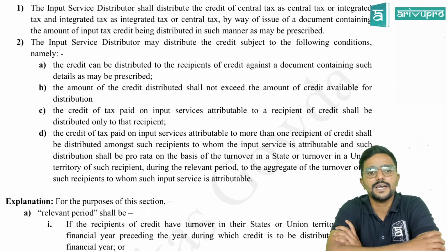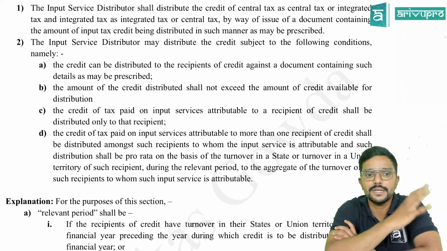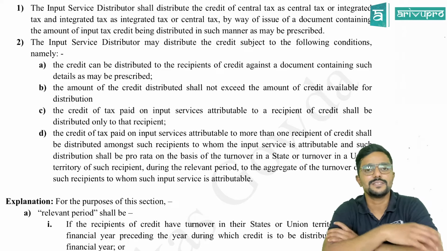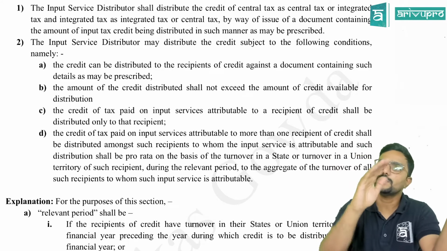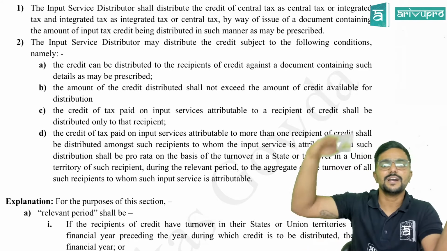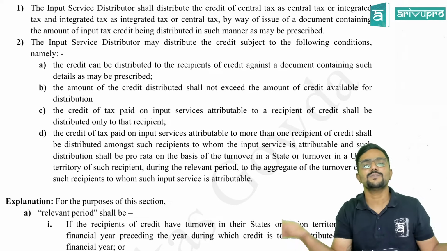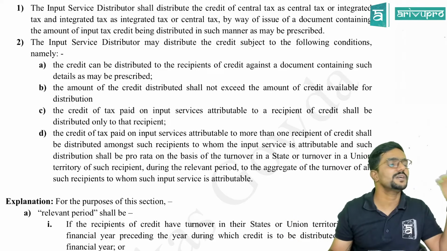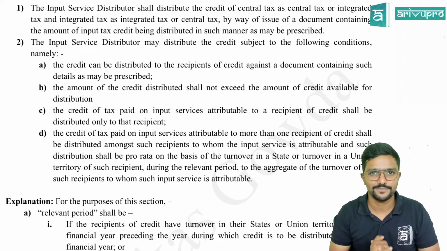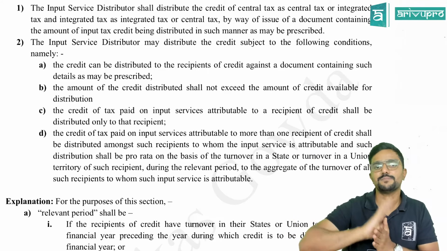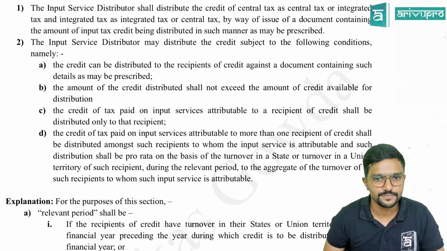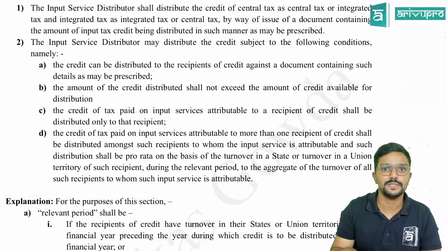Then the credit of tax paid on input services attributable to a recipient of credit shall be distributed only to that recipient. For example, you cannot distribute the credit of Tamil Nadu to Telangana or Telangana to Kerala. Someone may say, "Sir, they are my branches only, my business only, so can I transfer it to other branches?" No, you cannot. Whatever is attributable to the respective recipient, distribute only to them, not to others. There is no interchange between the branches allowed.